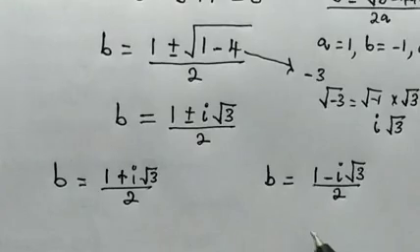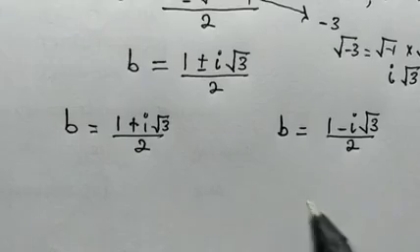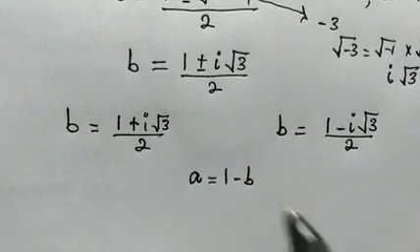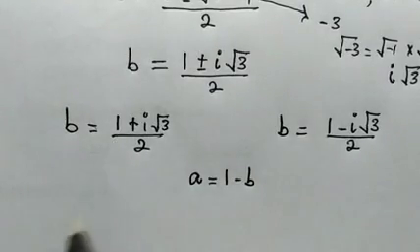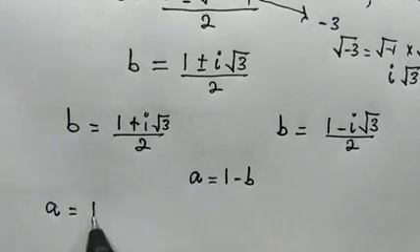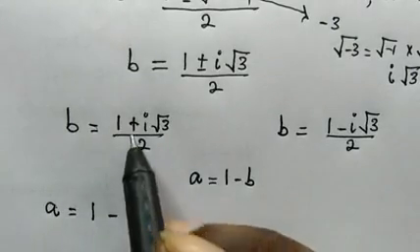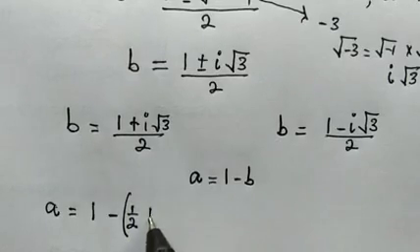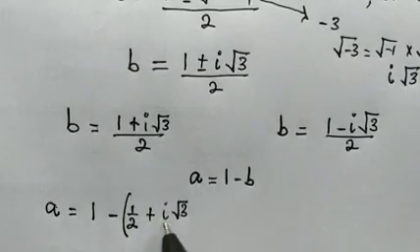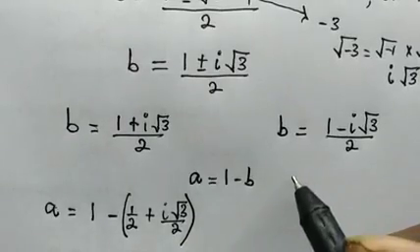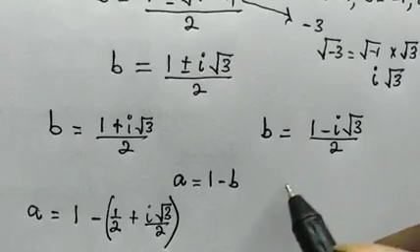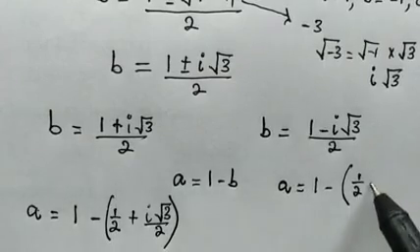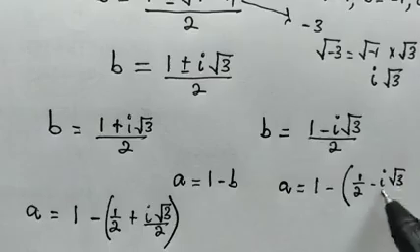Now let us recall the value of a in terms of b. We know that a is equal to 1 minus b. So when b is equal to this, a is going to be equal to 1 minus, and you can split the denominator, so that will become 1 over 2, then plus iota root of 3 divided by 2. And from this side, you can split this denominator, so a is going to be equal to 1 minus 1 over 2 minus iota root of 3 divided by 2.